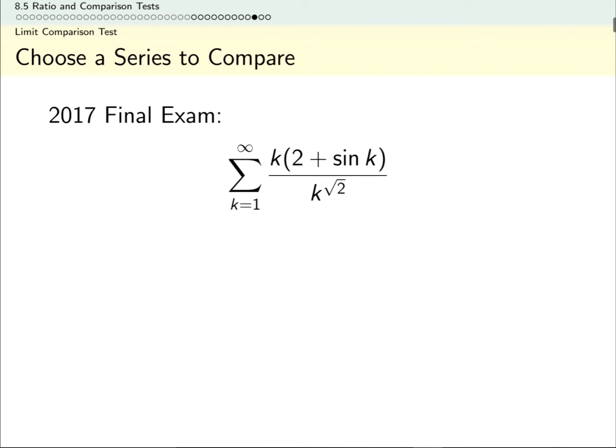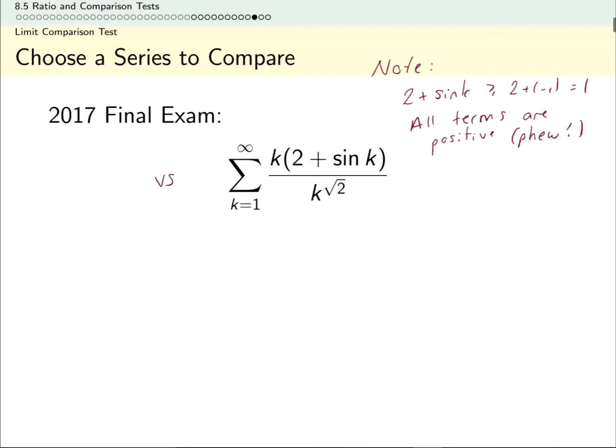In order to use the comparison test, I need all of my terms to be positive. And sine is not always positive, but 2 plus sine, the smallest it could ever be is when sine is -1. So indeed, these are positive terms. And that's nice because it means we're in the running for using one of our two comparison tests.